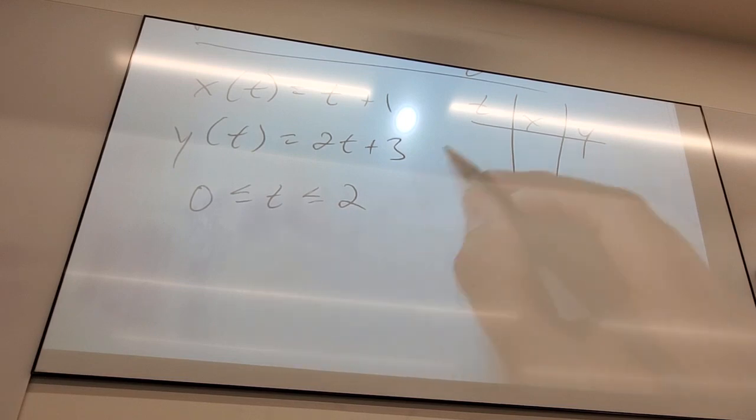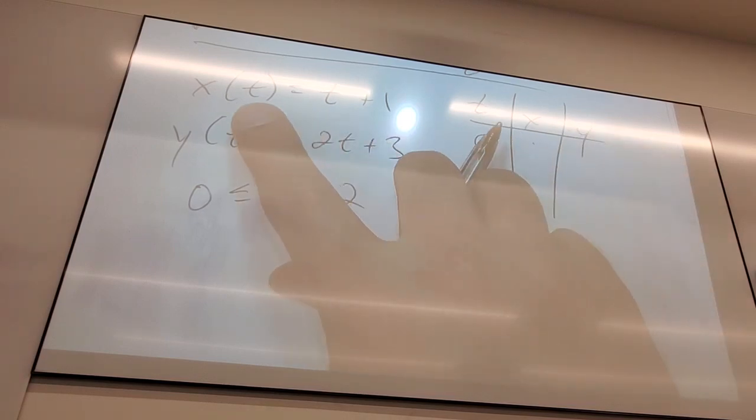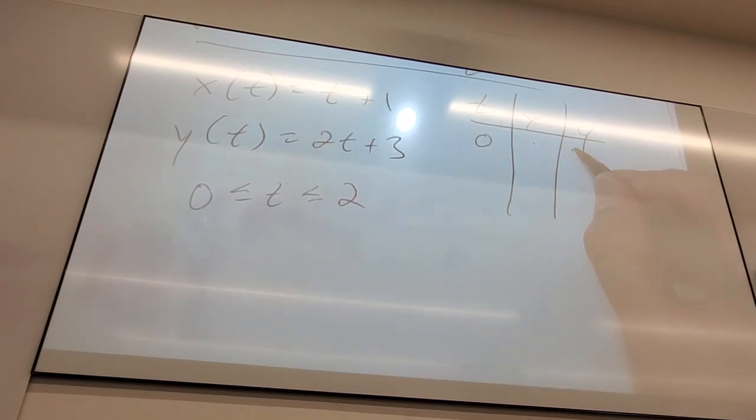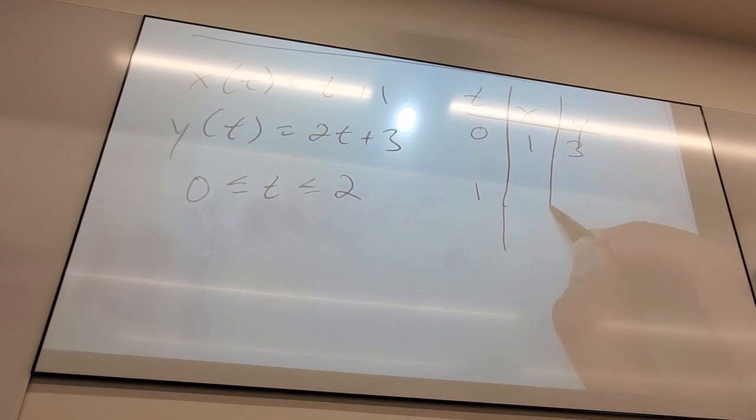So t goes from 0 to 2. What am I going to put in for t to start? 0. Okay. So if I put a 0 in, what do I get for y? 3. I'm sorry, I said y. I meant x. So you're right, I get 3 for y. What do I get for x? 1. Now let's leave a little room. Put 1. Leave a little room. Put 2. So if I put a 1 in, what do I get? 2.